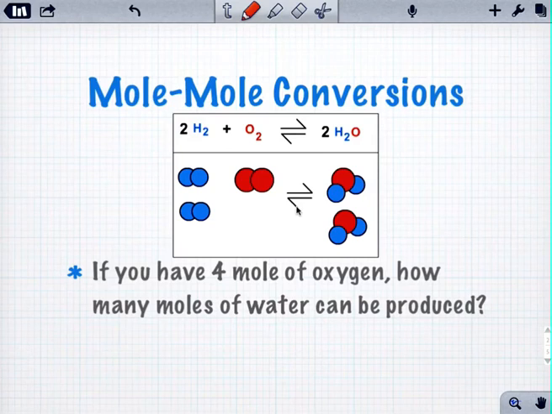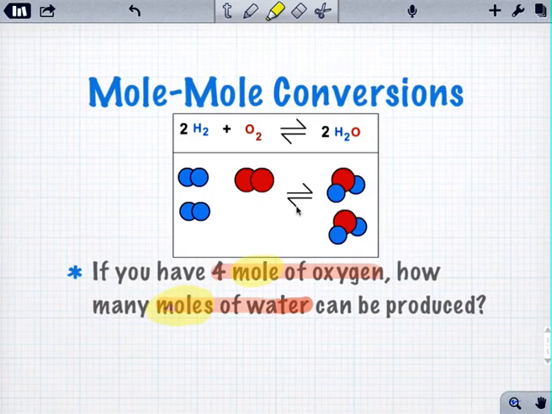Now we're looking at our mole to mole conversions. Here's an example problem down here. It says if you have 4 moles of oxygen, how many moles of water can be produced? When we're looking at this, anytime we have the word mole and we're converting to moles, the only thing that we're going to use is our mole ratio.